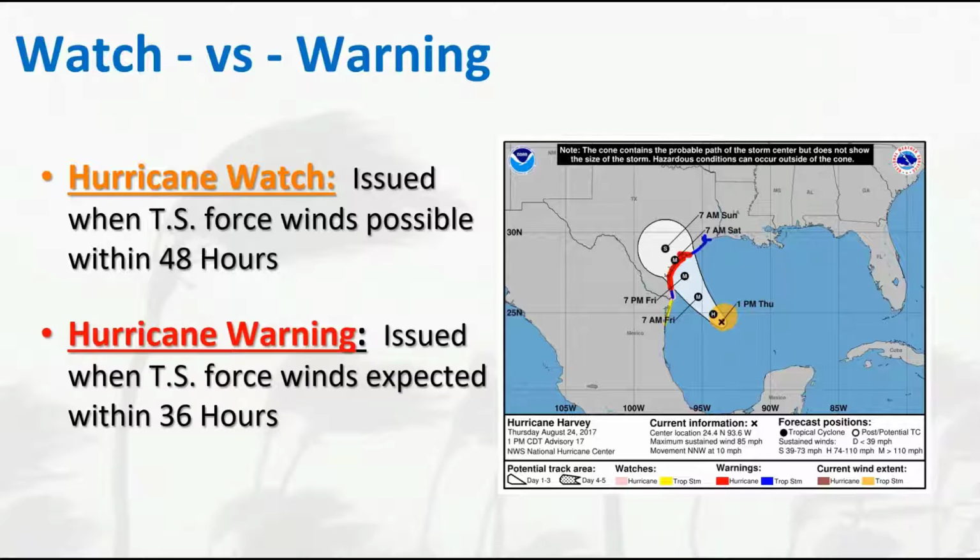When a watch or warning is issued, advisories will be issued every 3 hours from the National Hurricane Center, while the forecast track, which is the cone, will be updated every 6 hours. If there are no watches or warnings, advisories are then issued every 6 hours.